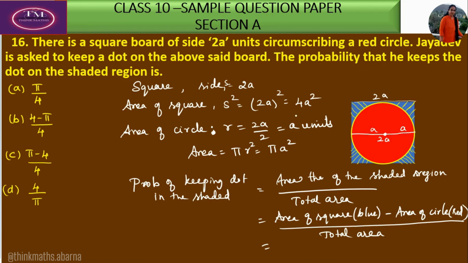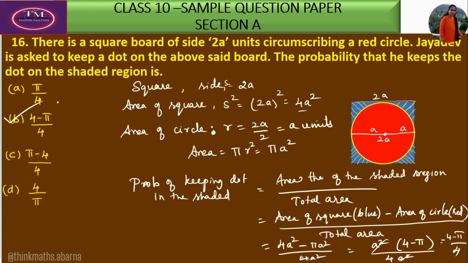So what is the area of the square? It is 4a square. Area of circle, pi a square. The total area is nothing but the area of the square, so it is 4a square. So a square is common, so we can take a square outside. It is 4 minus pi divided by 4a square. So a square gets cancelled, and we get 4 minus pi divided by 4. So option B is our right choice.